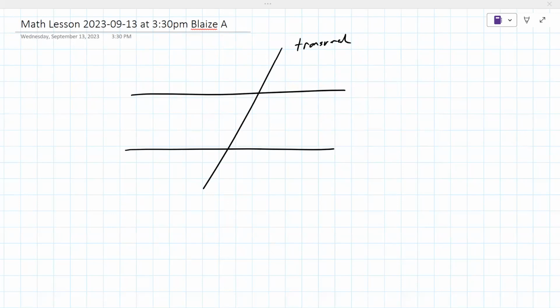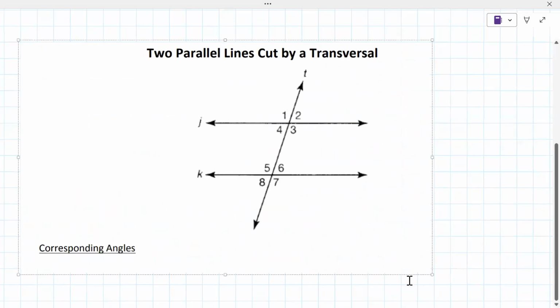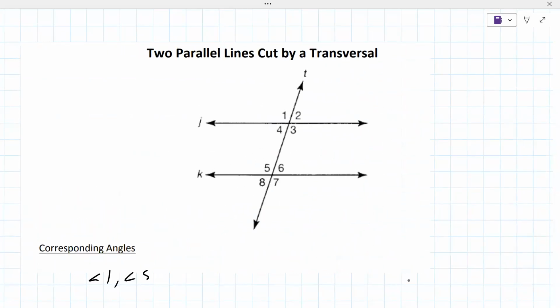All right, cool. So, two lines cut by a transversal. Let me find some problems for us to work on to illustrate some things here, and then maybe have you do some. The first thing they typically ask you to know about are corresponding angles. Does that sound like something you remember from class? For example, angle 1 and angle 5 are corresponding, angle 2 and angle 6 are corresponding, angle 4 and angle 8 are corresponding, and then angle 3 and angle 7.